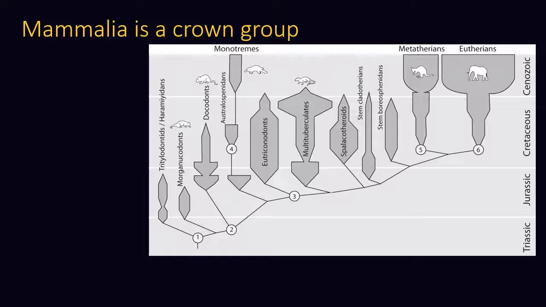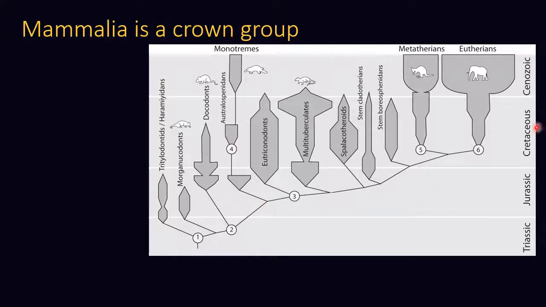Again, Mammalia, when we talk about this term, this is a crown group. Mammalia is monotremes plus marsupials plus placentals. And Eutheria is another term for placental, and Metatheria is another term for marsupial. Monotremes is monotremes. We don't get really fancy there.